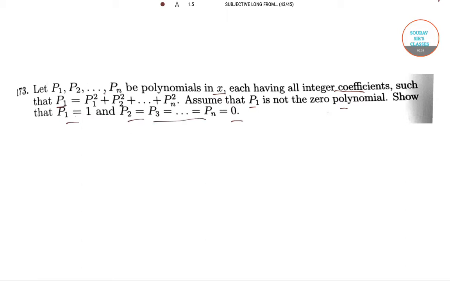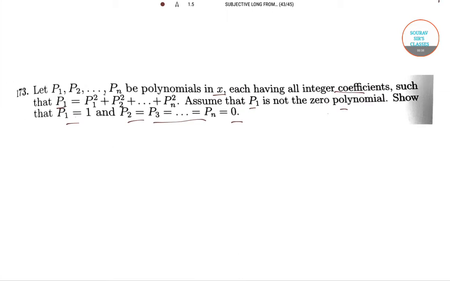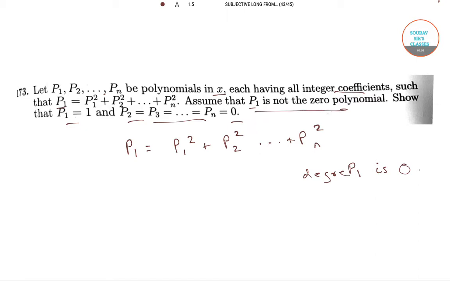are equal to 0. Now, according to the question, we have P1 is equal to P1 square plus P2 square plus P3 square and so on till Pn square. So, from this we get that the degree of P1 is 0, since this is only possible when the degree of P1 is 0. Now further, we know that P1 is a non-zero polynomial.